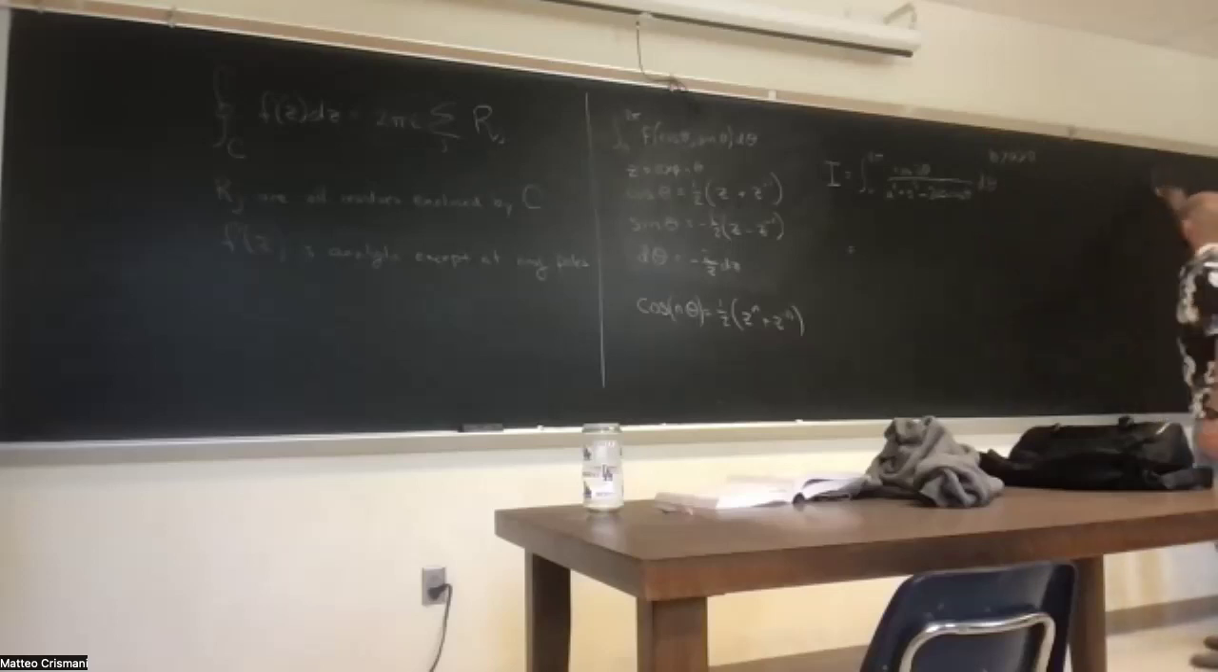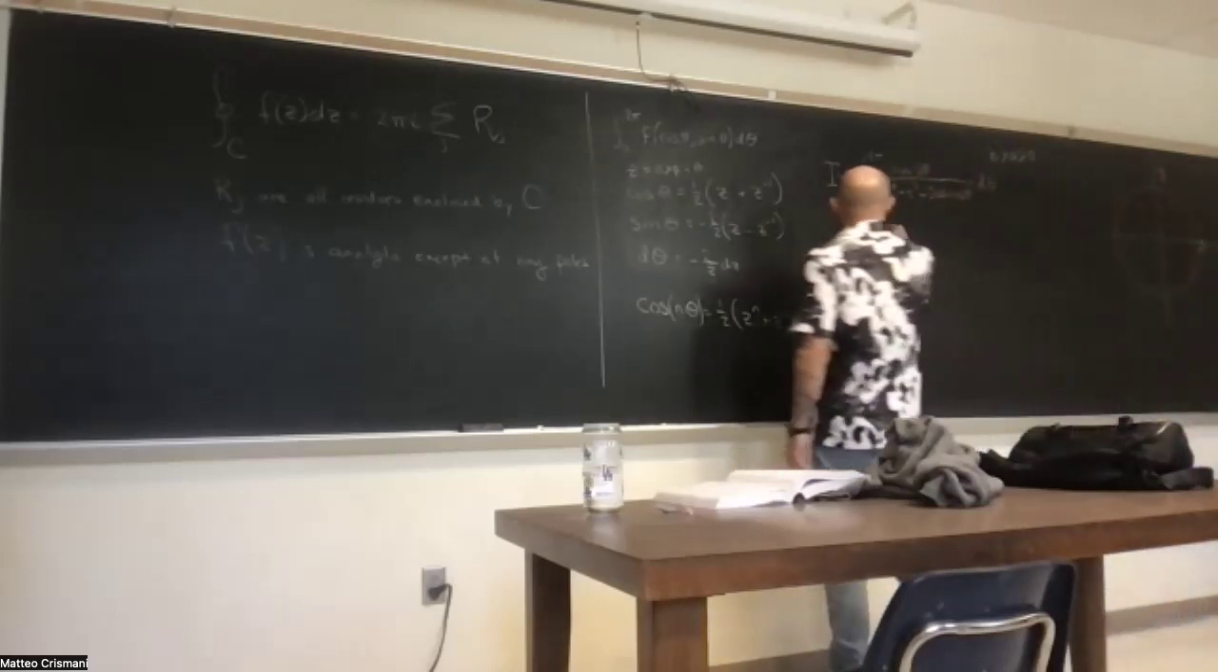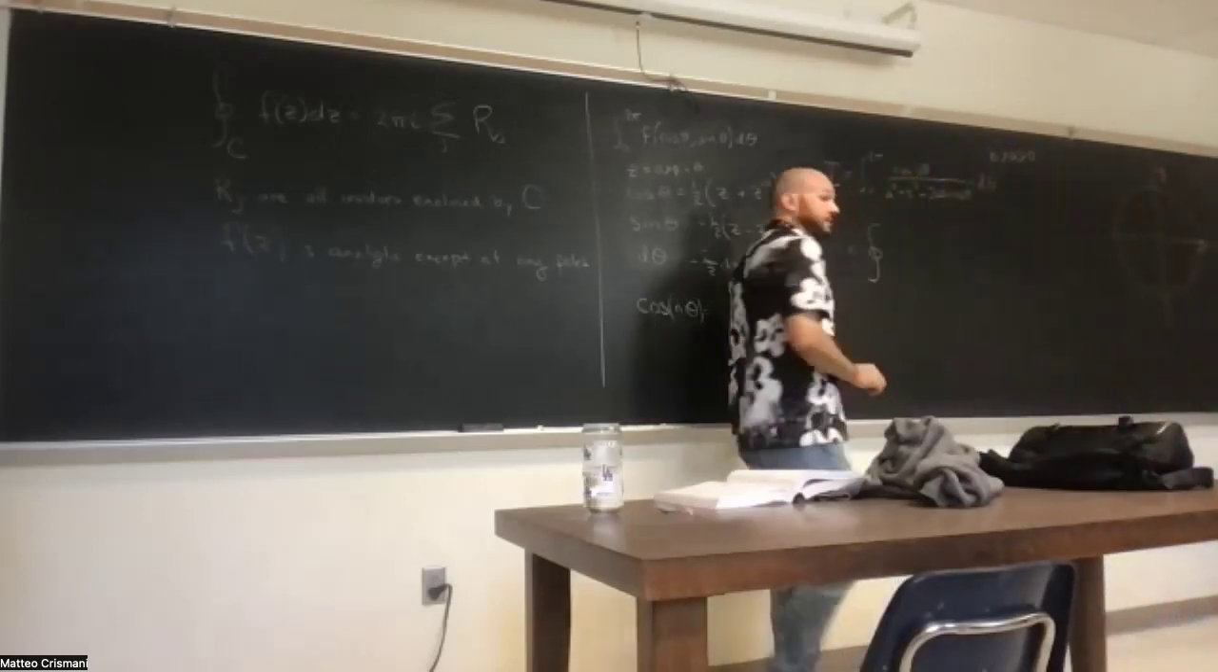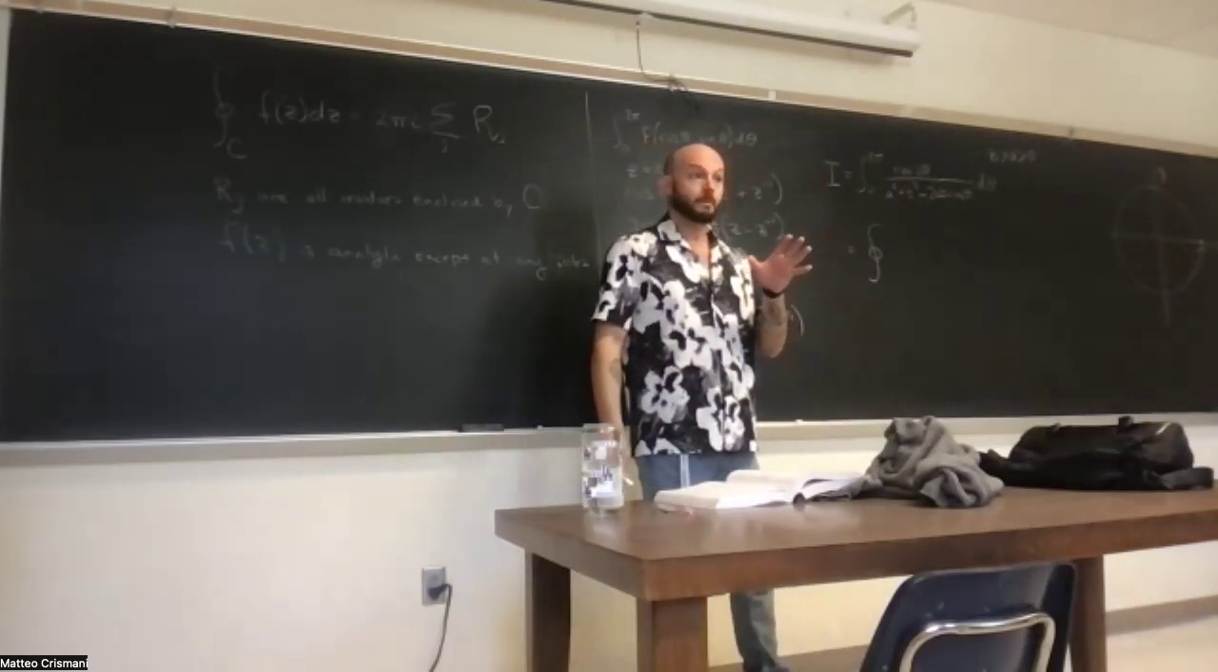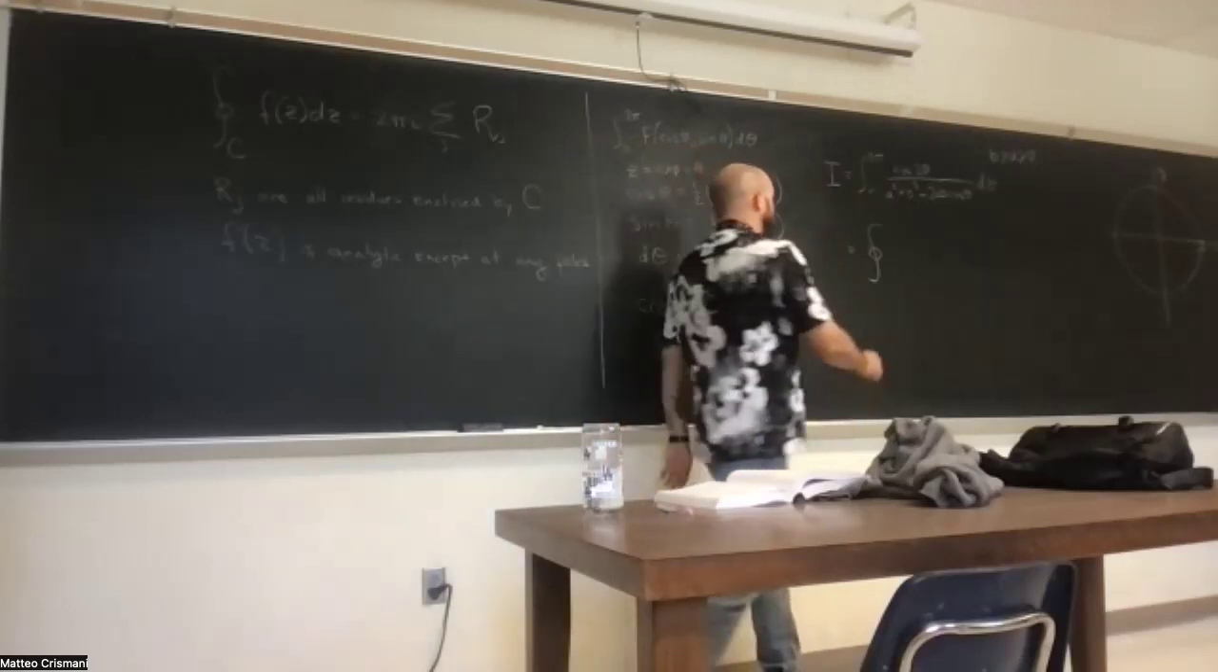Let's have a look. Okay, this is x, this is iy. You started here at zero, and then you went all the way around the unit circle, and you come back here. So what kind of integral is this? Ah, it's a contour. So the first thing we have to remind ourselves is that we don't have integration bounds. We have a shape. And the shape really matters.